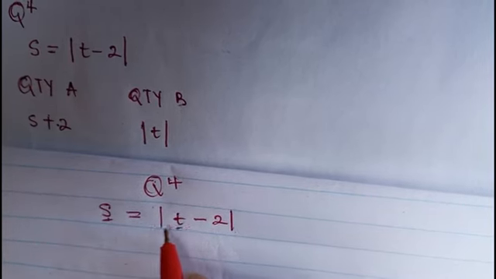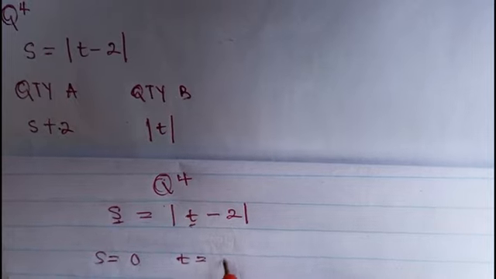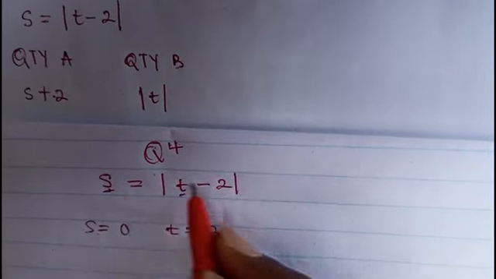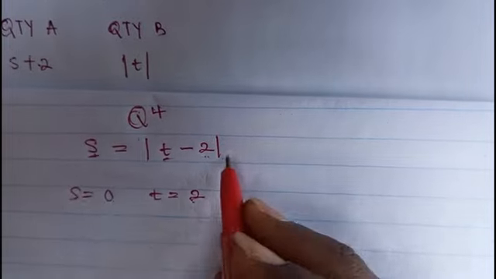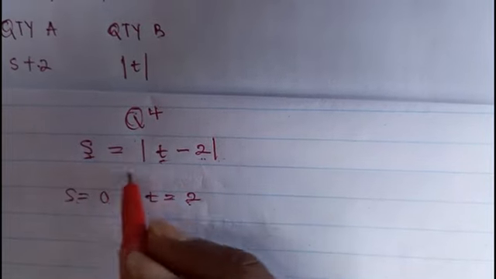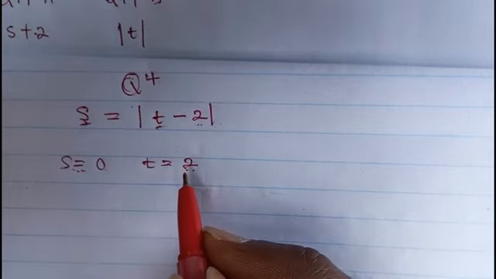Now from this upfront information, it is clear to us that if x is 0, and t is equal to 2, these two values of x and t satisfy this upfront information. If you plug in 2 to be t here, 2 minus 2 is 0, absolute value of 0 is 0, and x is 0, so it satisfies both. So let us work with this value of x and this value of t.